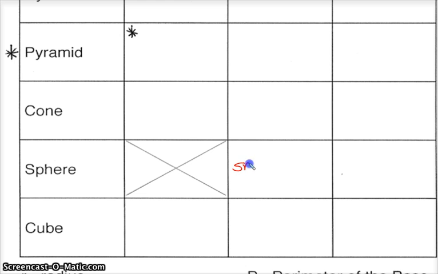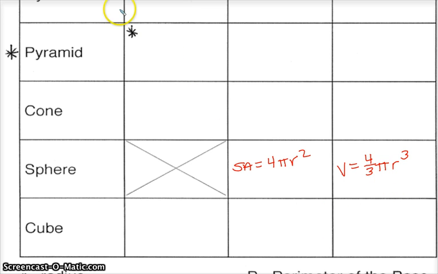The surface area formula is 4 pi times the radius squared. Again, the surface area is 4 pi times the radius squared. Our volume formula now is 4/3 pi times the radius cubed. Again, the volume is 4/3 times pi times the radius cubed.